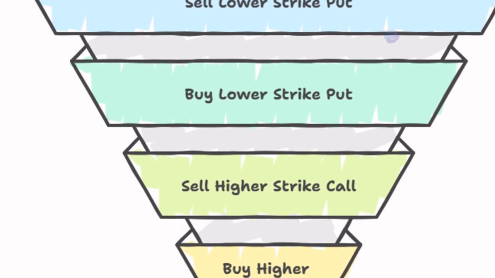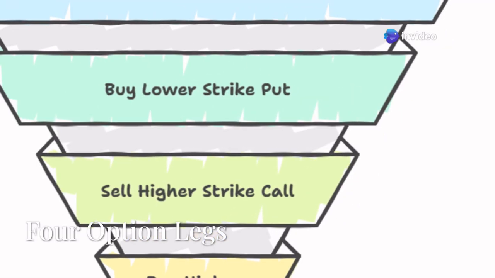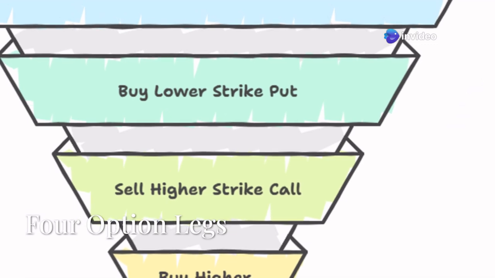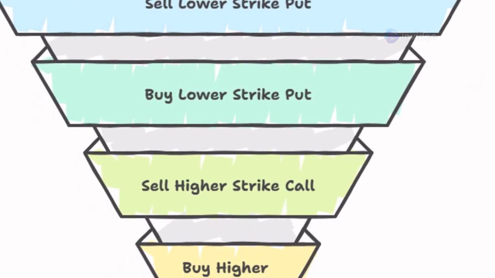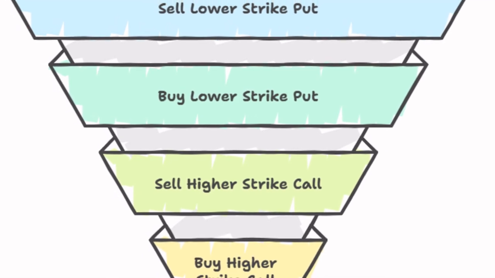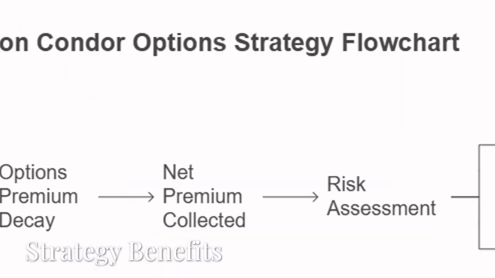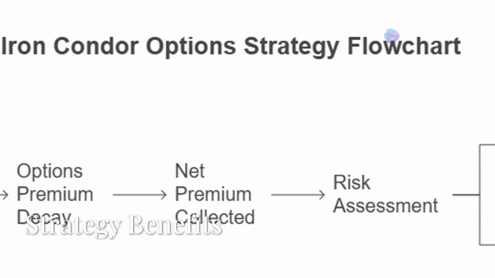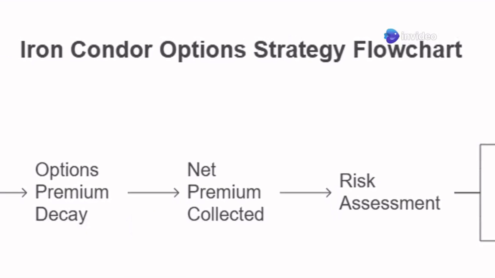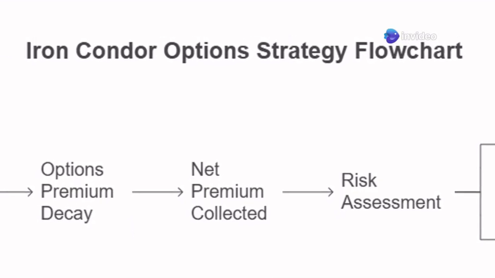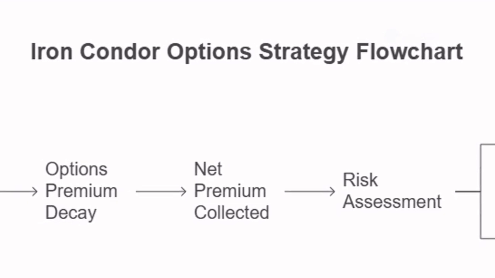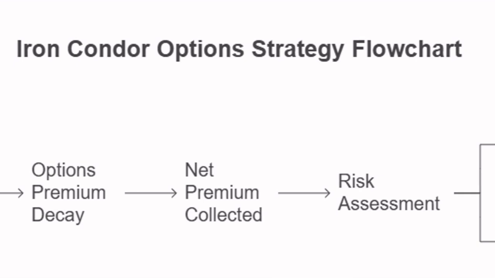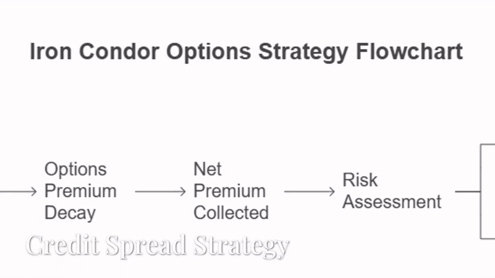An Iron Condor consists of 4 option legs. Sell a lower strike put, buy an even lower strike put to limit risk, sell a higher strike call, buy an even higher strike call to limit risk. The strategy benefits from low volatility, as a stable or range-bound market allows the sold options to decay in value, enabling traders to buy them back cheaper or let them expire worthless.